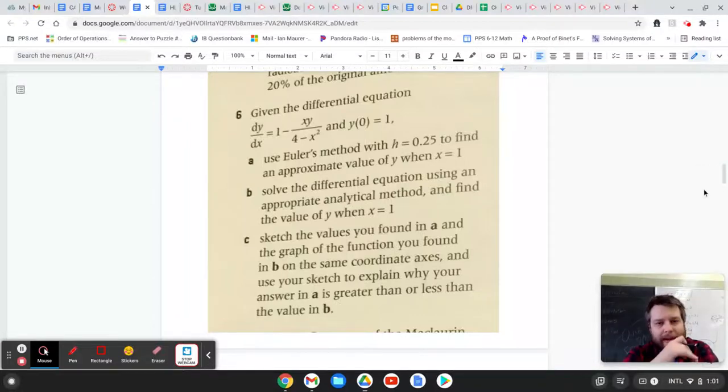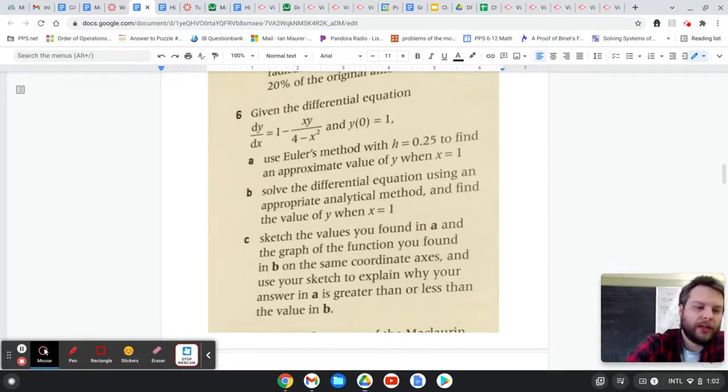Right, students, so we got here number 6, which is a great problem because it's connecting Euler's method and then solving differential equations analytically and then comparing them. So this is a really good problem to work through yourself before you watch me do it on this video. So here's what we're going to do.